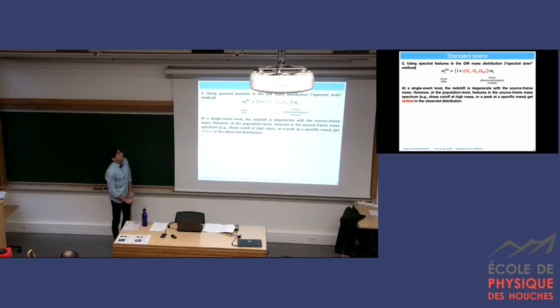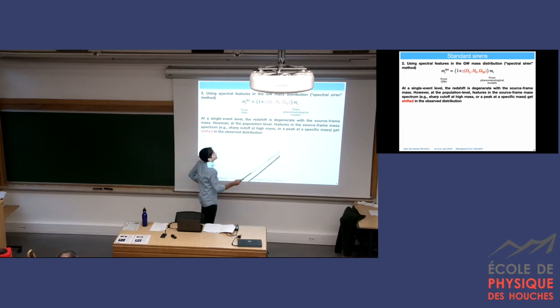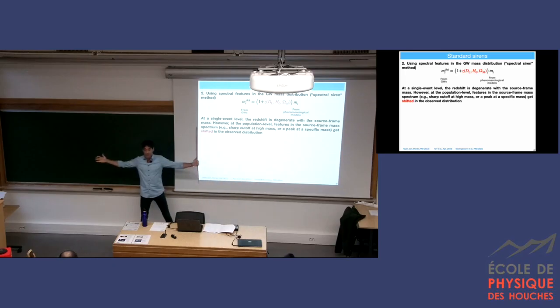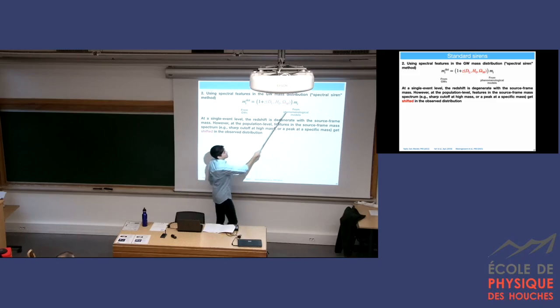Second method. So the second method, I said we want to use spectral features in the mass spectrum. What does it mean? So as we saw, the quantity that we measure is a detector frame mass. This is the redshifted value of the mass that we measure because of the cosmic expansion. And so from this relation, you can see that this is the quantity we measure. The actual value of the mass of the black hole is another value, right? Which is the one you can see here on the right-hand side of the equation. And this is connected to the detector frame value by a 1 plus z factor.